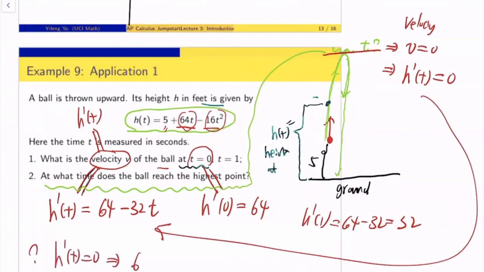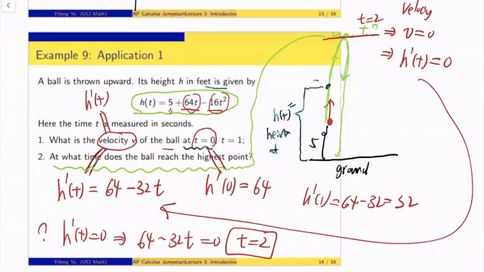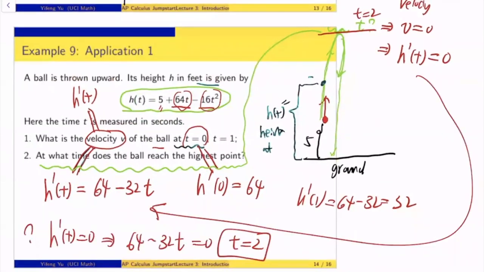And then from here, we are looking for when the derivative is zero. So this implies 64 minus 32t equals zero, so we get t equals 2. So at time t equals 2, this is at the second, right? When t equals 2, the derivative is zero, and that is when it reaches the highest point.